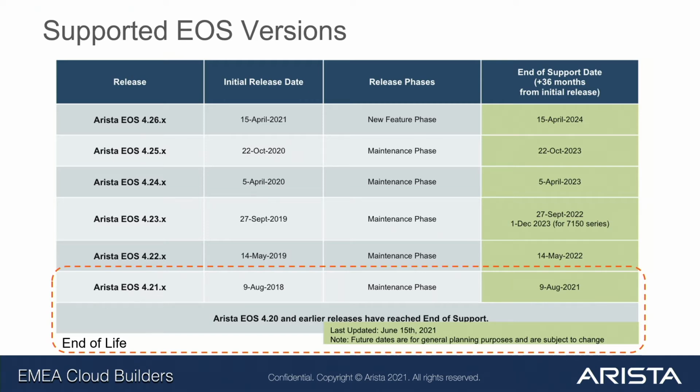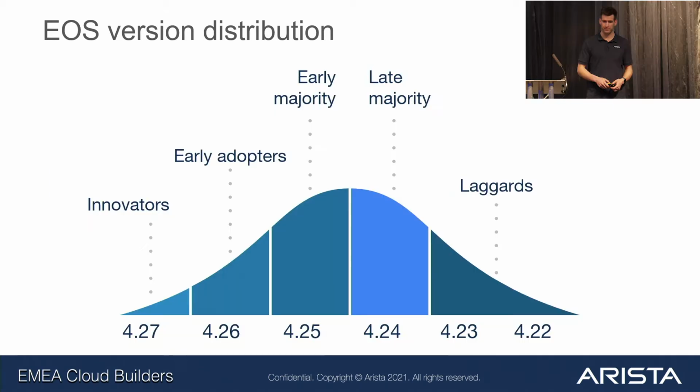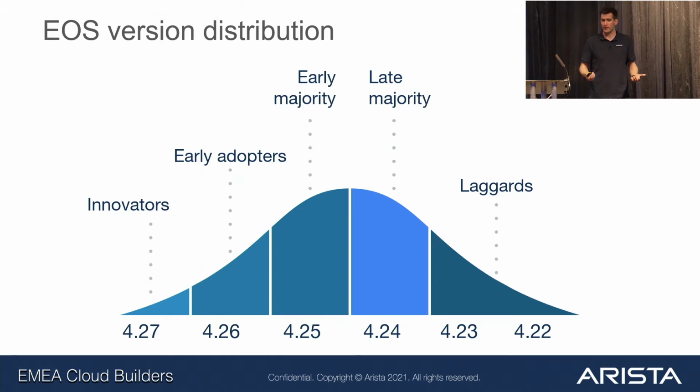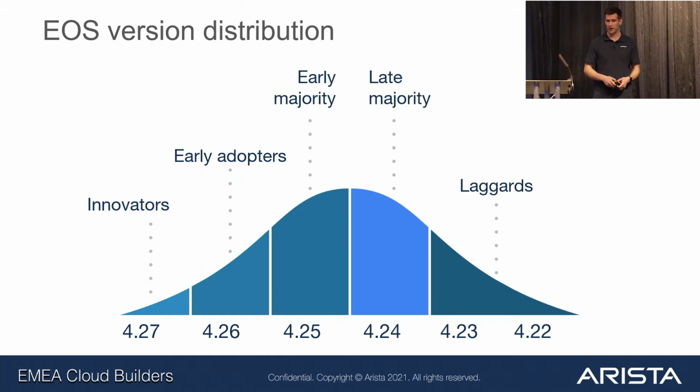And as you know, with EOS, it gets more stable the more recent the version of code. So roughly speaking, what do we see in terms of EOS distribution? Where do we see customers? Primarily at the moment, they're probably around 4.24, 4.25. We'd hope more people are moving to 4.26. But yeah, 4.25 is probably the code version we want to see you using.